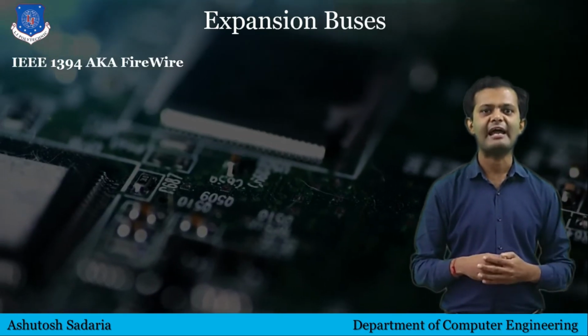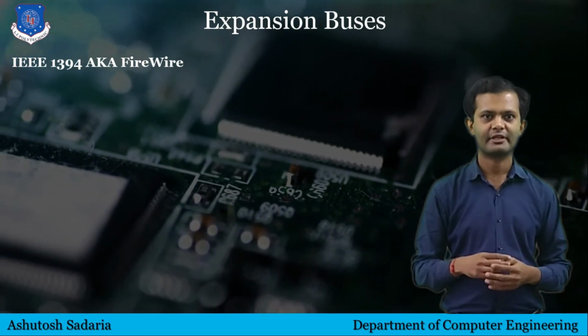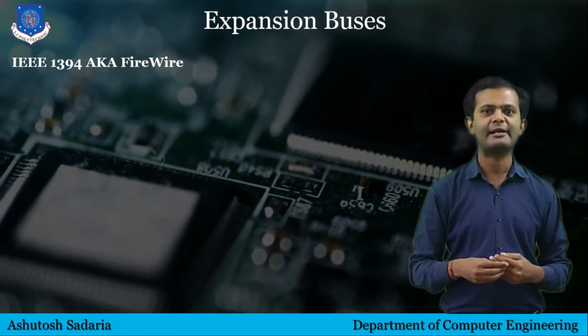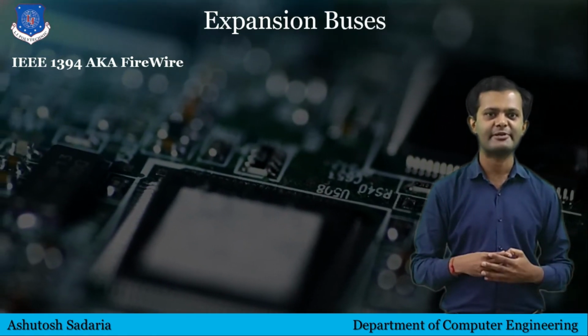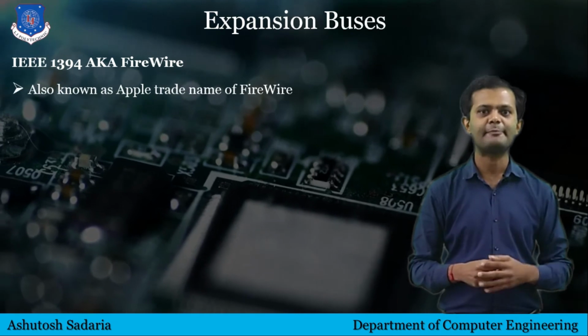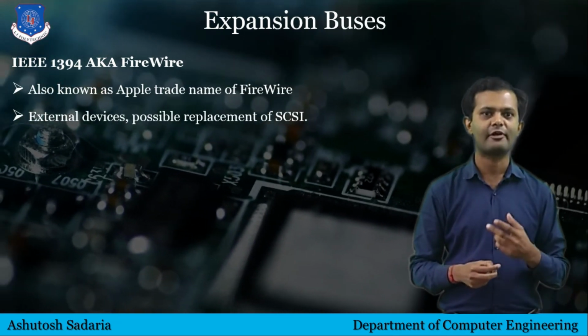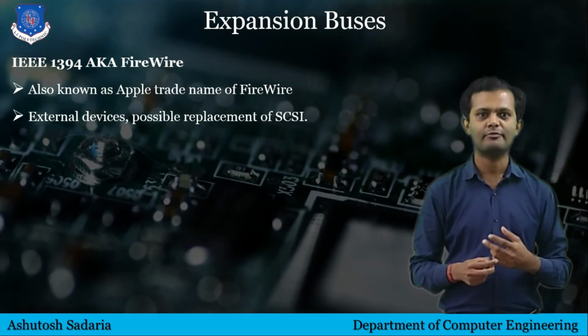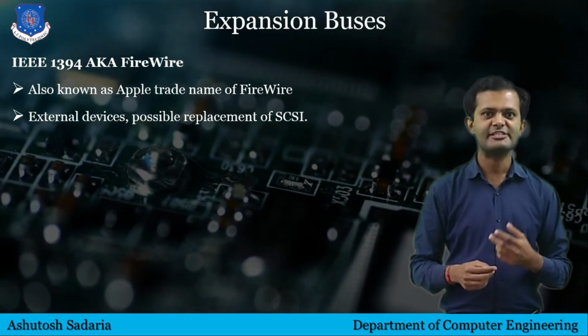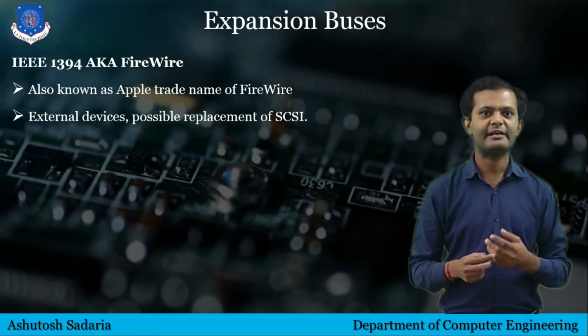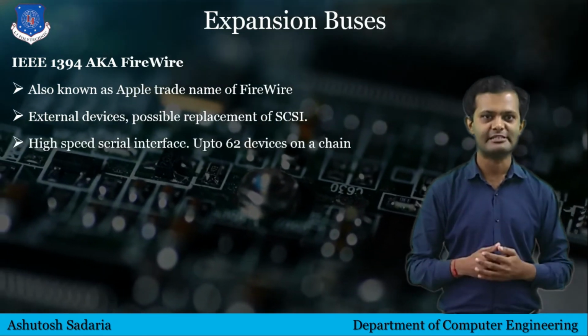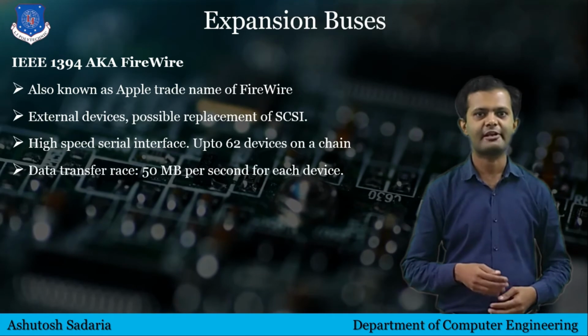The next bus is IEEE 1394. It is also known as Apple trademark of FireWire. It is a high performance and serial interface bus. While connecting external peripherals, IEEE 1394 is a possible replacement of SCSI. This high-speed serial interface allows up to 62 devices in a chain at a data transfer rate of 50 Mbps. This new interface offers several advantages.